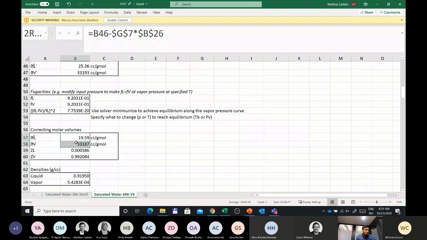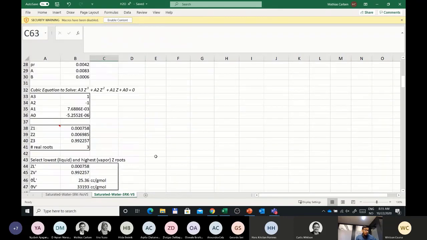So now we have these molar volumes. We can again calculate the Z factors. Now these should be the corrected Z factors, which we can calculate from the density, and again we can use PV equals NZRT. We could have used the molar volumes directly for the density calculation. And the liquid phase density from this new Z factor with the volume translation is now 0.91950, which is closer to 1 gram per cc.